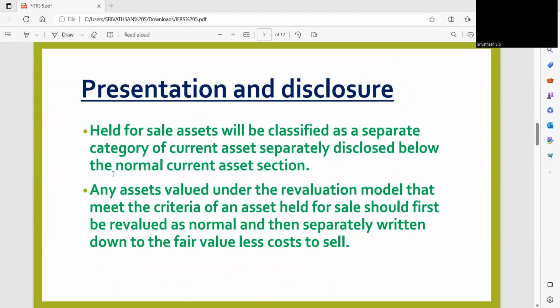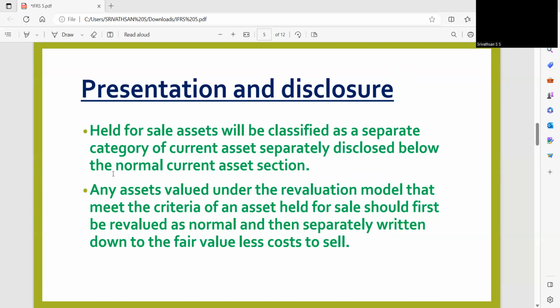Presentation and disclosure. Held for sale assets will be classified as a separate category of current assets, separately disclosed below the normal current asset section. So once an asset has been classified as a non-current asset held for sale, it should be shown under the current asset section of the balance sheet. And it should not be depreciated further from the date of classification.